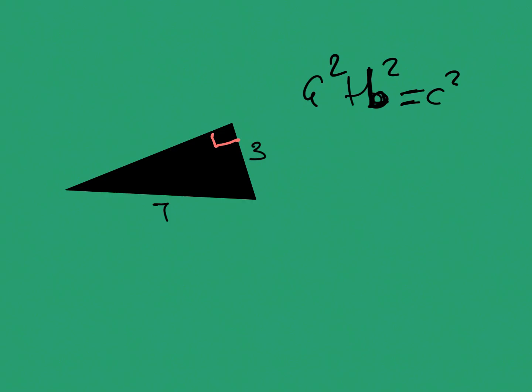What are we missing here? Are we missing a leg or a hypotenuse? Missing a leg, right? What's our hypotenuse? 7. Good. See the right angle? Everybody sees the right angle? Opposite that right angle is where we're going to find the hypotenuse.